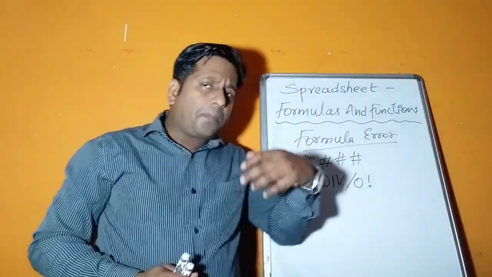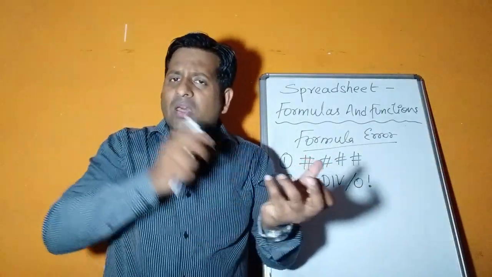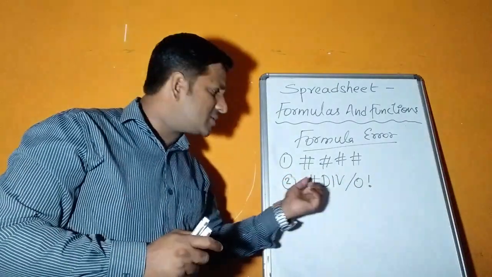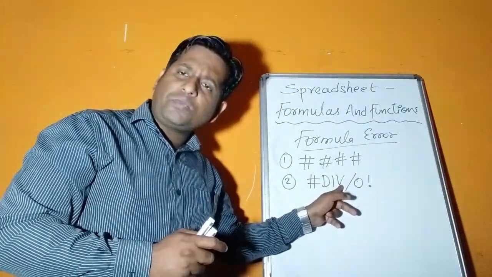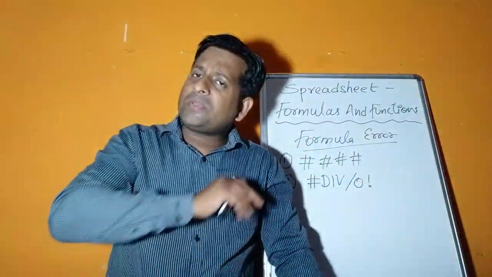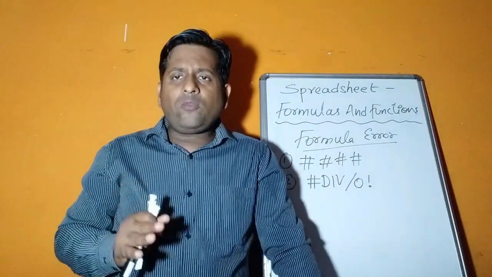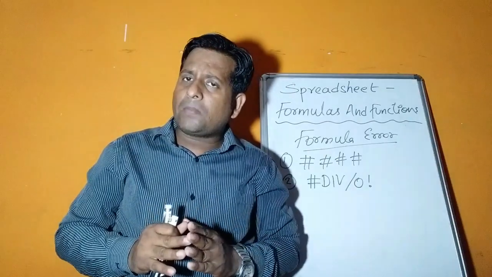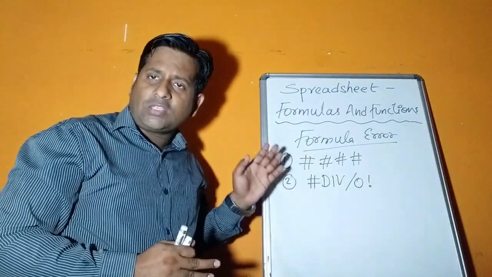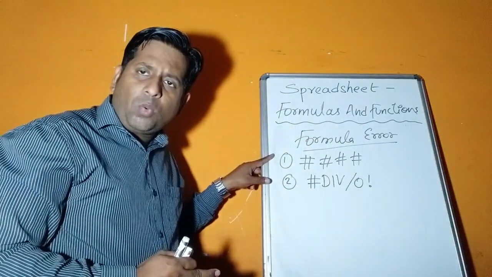Suppose by mistake you write a formula where some number is divided by 0. In such a case you get the error message in this way: #DIV/0!. Slash means division, the operator, and the exclamation sign means it is invalid, not at all possible. So when we try to divide a number by 0, this message appears. This is also one type of formula error. Understood, children? Point number 1 and point number 2.